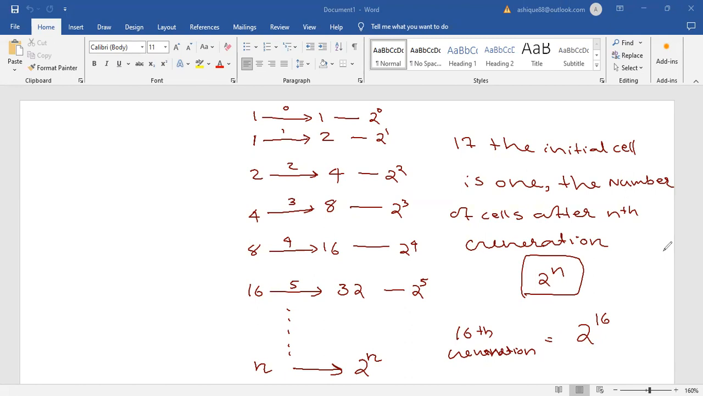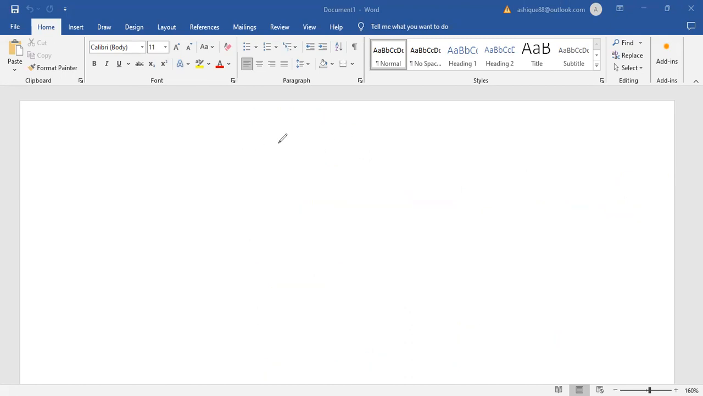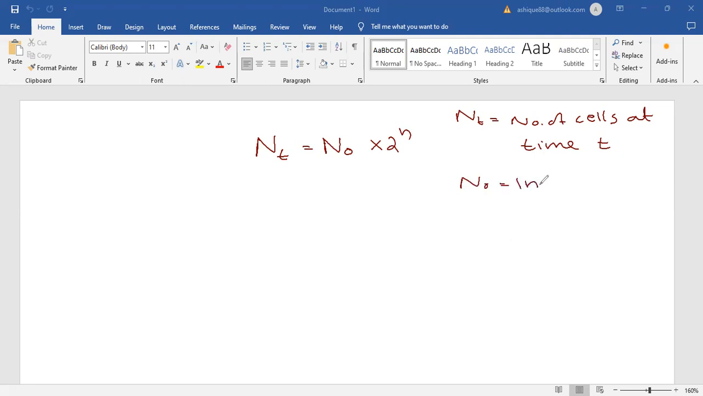Yes, sir. Okay. So by using that, we are going to make an equation here. Nt is the number of cells at time t. When the time is t, the number of bacterial cells will be equal to N0 into 2 raised to n. So what is N0? N0 is the initial cells. And n is the number of generations.